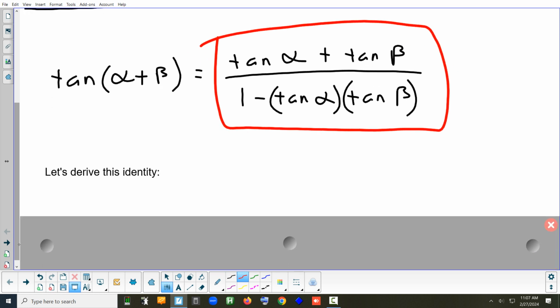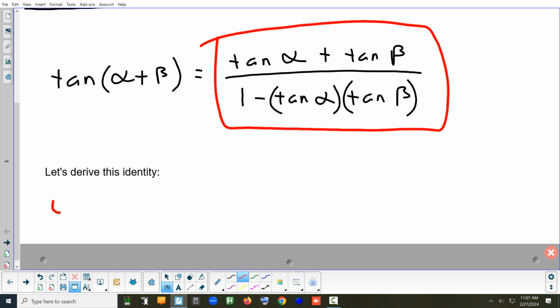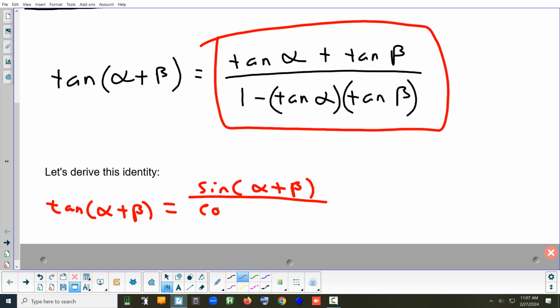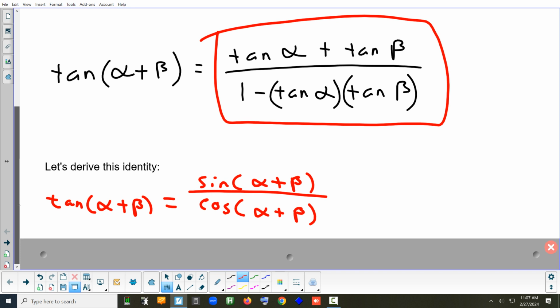How can you rewrite tangent in terms of sine and cosine? You can have sine over cosine with the same insides as the tangent. Just keep the argument the same. Whatever the argument is, change it to sine over cosine with the same argument. So this requires me to know the sine of a sum, and it requires me to know the cosine of a sum. Let's write that out.